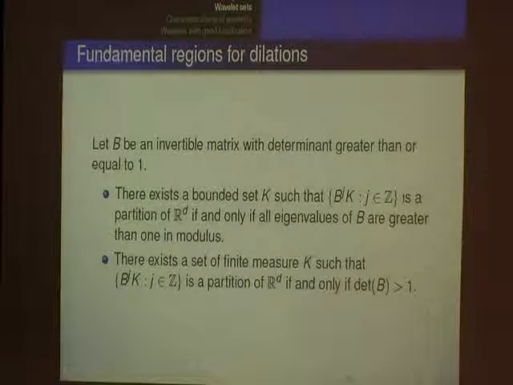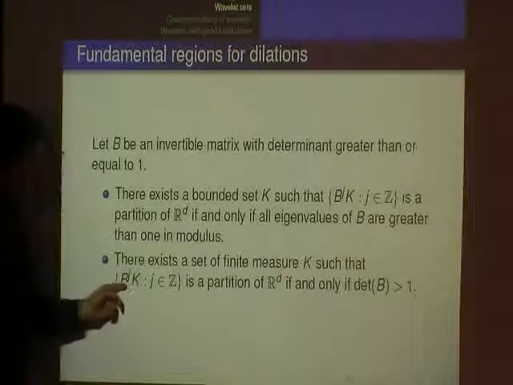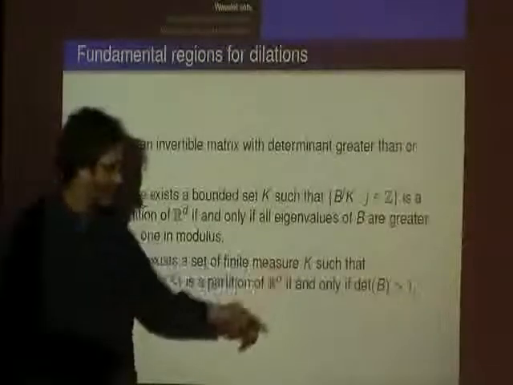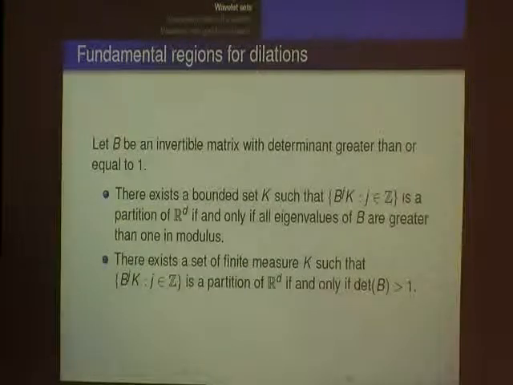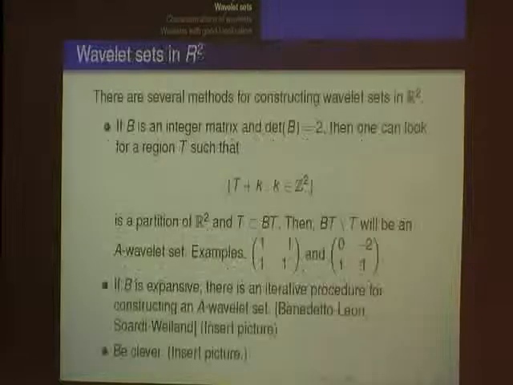So we see we have a restriction on the type of matrices that can lead to wavelet sets. Namely, if you want the set K to have finite measure, then the determinant of our matrix cannot be equal to 1. I think people would have been willing to grant that to me.